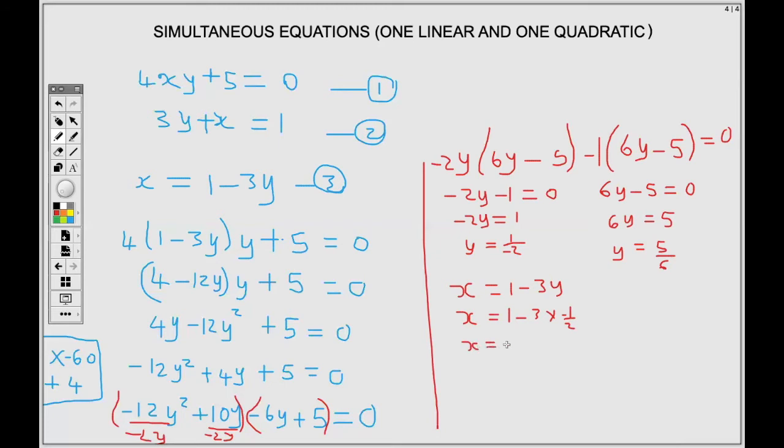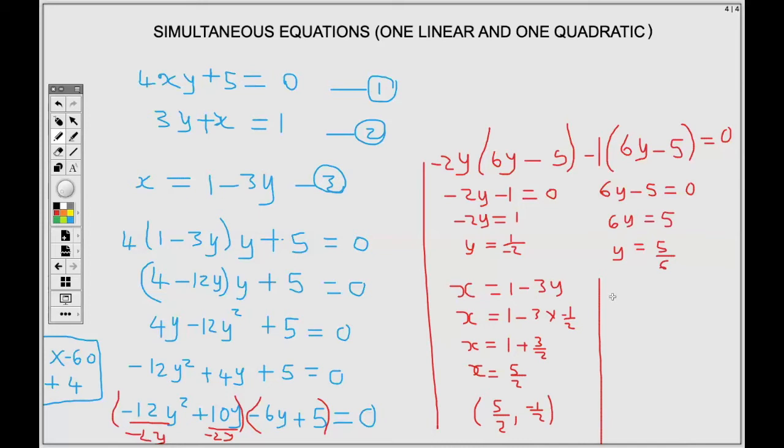Some persons like to work with decimals. I'm going to work with fractions, so it's going to be positive 3 over 2, and others will have 1.5. Now adding this, I'm using fractions. This would be 5 over 2, while others will get 2.5, still the value of x. So it means the first set of solution is 5 over 2 and negative a half, or some persons will have 2.5 and negative 0.5.